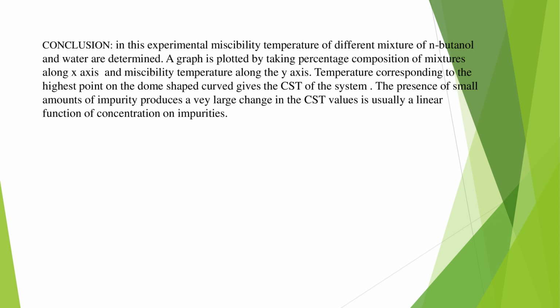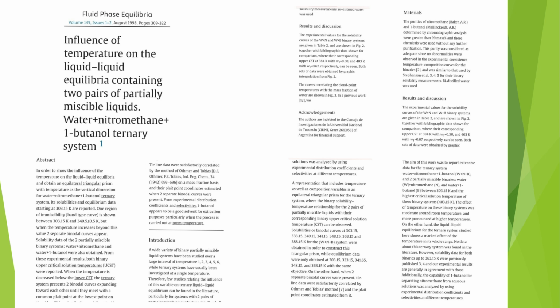So the conclusion is, in this experiment the miscibility temperatures of different mixtures of N-butanol and water are determined. A graph is plotted by taking percentage composition of the mixture along the x-axis and miscibility temperature along the y-axis. The temperature corresponding to the highest point on the dome-shaped curve gives the CST of the system. The presence of small amounts of impurity produces a very large change in the CST, which is usually a linear function of the concentration of impurities.